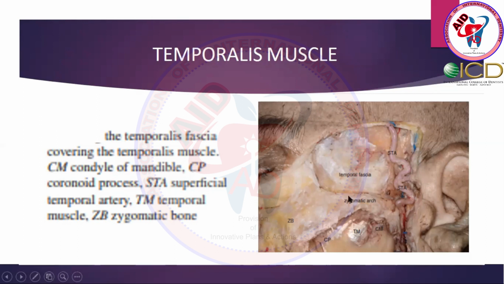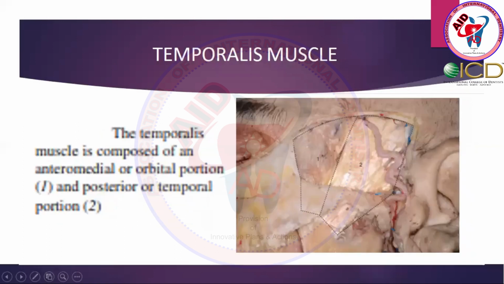This is the fascia I will show you later on as well. That is the zygomatic arch. This fascia is continuous with the zygomatic arch. This is the zygomatic bone. You see the temporalis muscle, and this is the coronoid process. This is the mandibular condyle, and here you see the superficial temporal artery crossing right here, and that is the zygomatic arch. This orientation must be in your mind clinically. When you see the temporalis muscle movement, you must have this orientation in your mind.